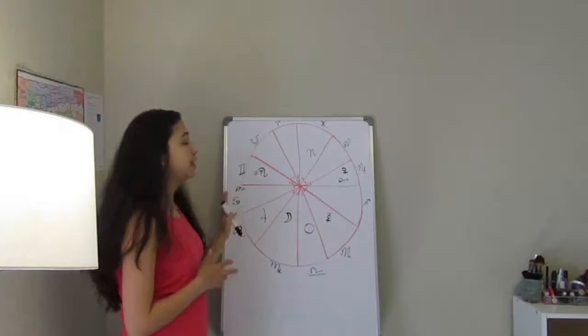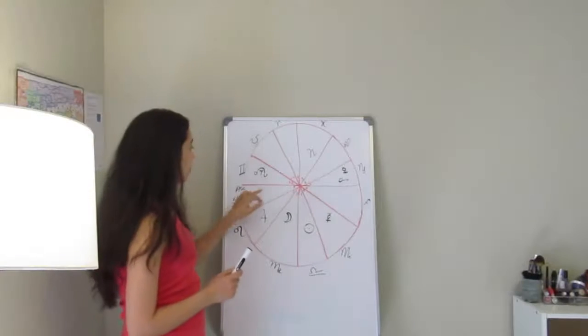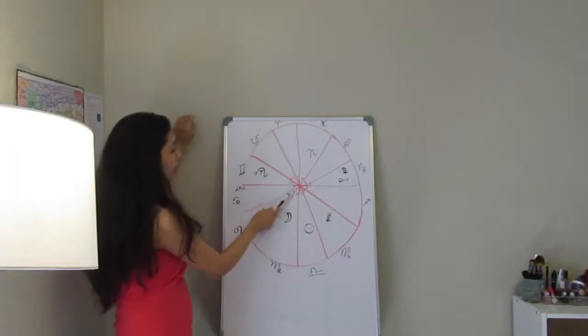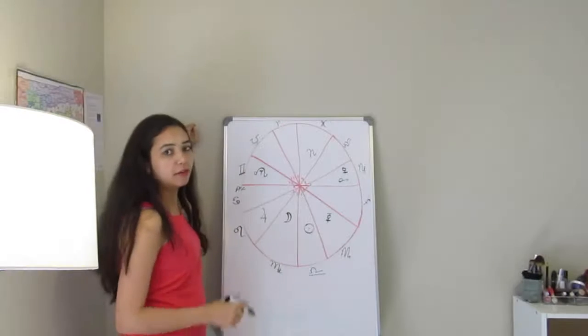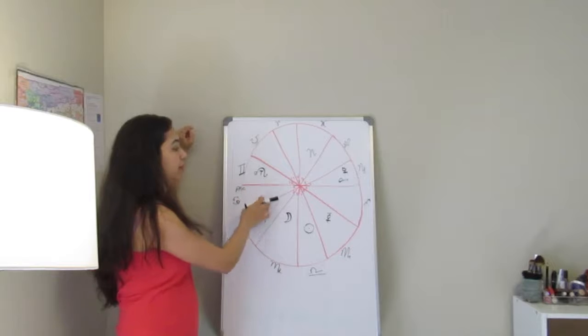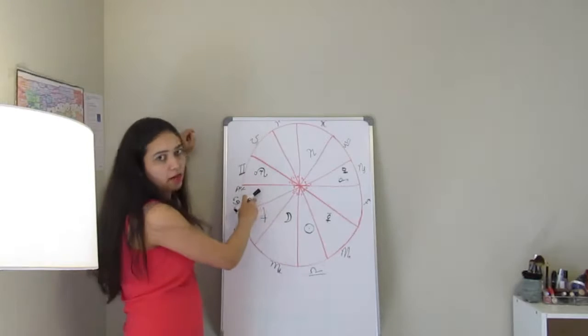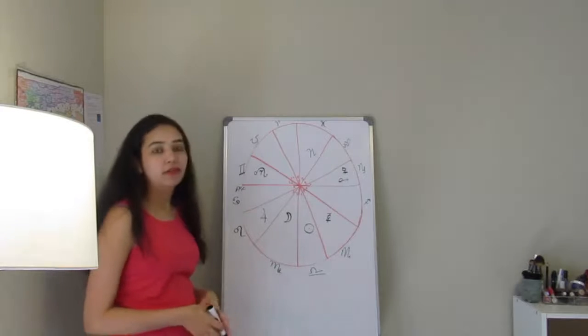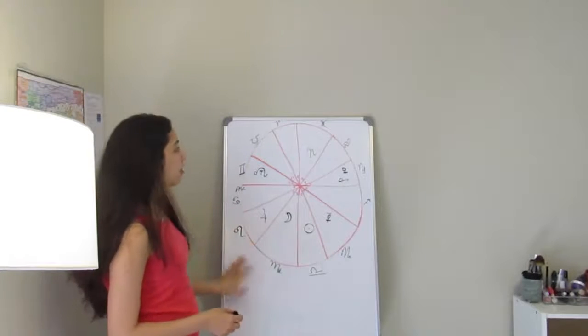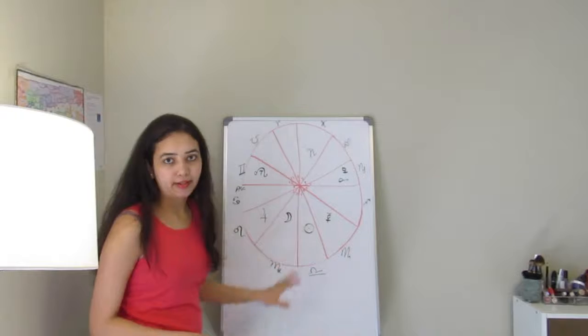This circle is quite easy to read because the house numbers are provided here, like 1, 2, 3, 4, 5, 6, 7, 8, 9, 10, 11, 12. So it's pretty simple to understand. This is the first house, this is the second house, this is the third house. There are 12 houses here and 12 zodiac signs.